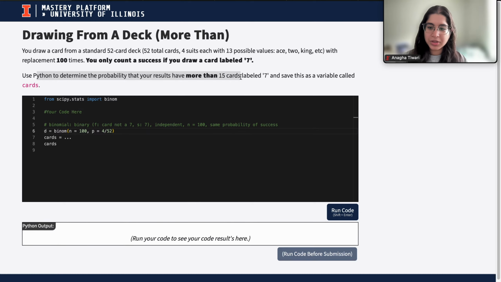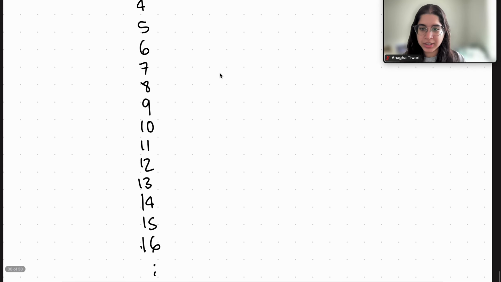So here it says, use Python to determine the probability that your results have more than 15 cards labeled 7. I'll use the cumulative distribution function here, because I want to find the probability of something that is less than or greater than. This is a cumulative probability, where you're adding events up. It is not a single probability, in which case you would use another function. So I want to use the cumulative distribution function.